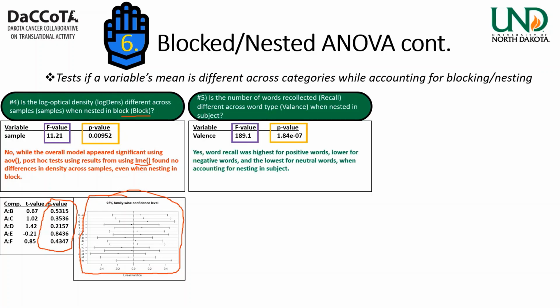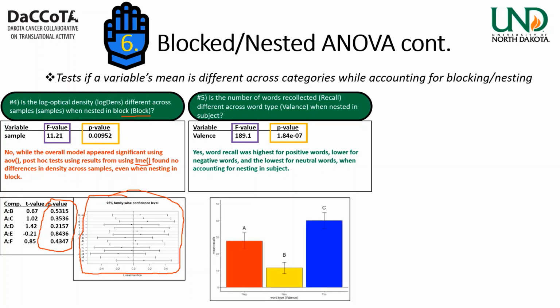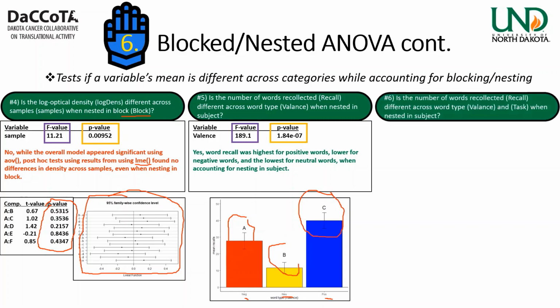We find that that was significant. So what we're showing here is there is like negative words, neutral words, and positive words. And it looks like people recalled positive words at the highest rate, and then negative words, and then neutral words, which is unsurprising. Neutral words you forget easier than more strongly emotionally charged words.